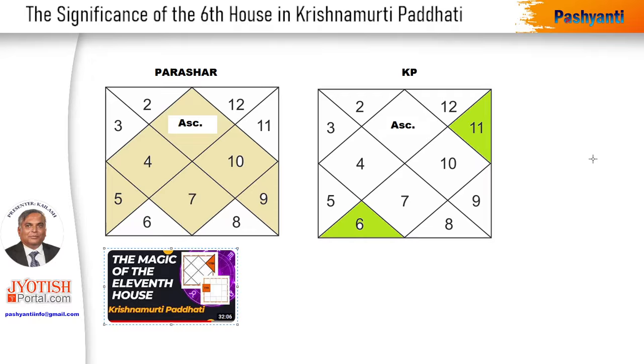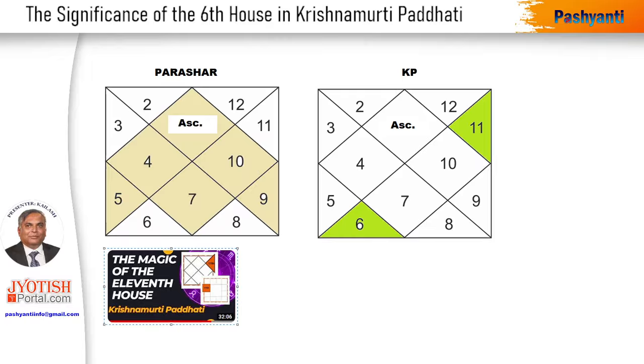Now the second most important house in the Krishnamurti Paddhati is the 6th house. And why is the 6th house very important in Krishnamurti Paddhati? When we take a closer look at Krishnamurti's interpretation of the 6th house, then you get to see the significance of the 6th house in a very new light.